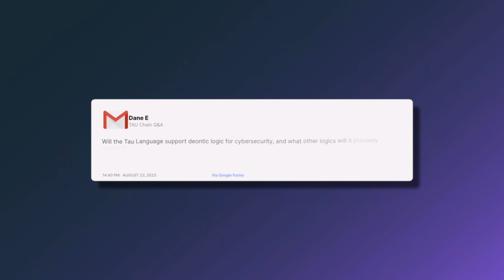The next question is from Dana, and they ask, will the Tau language with two variable fragments support the use of deontic logic for cybersecurity purposes? How robust is the Tau language, and what logics will be supported precisely? Well, to the best of my knowledge, there is no one deontic logic here. There are many versions of it, and I assume that it will support certain fragments of it, for which languages the Tau language can support.